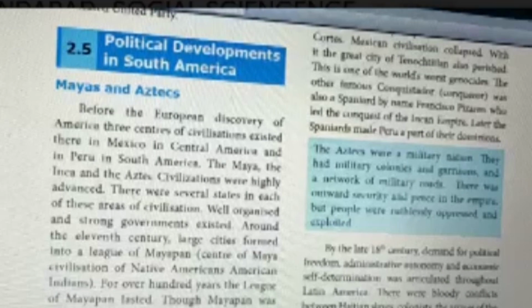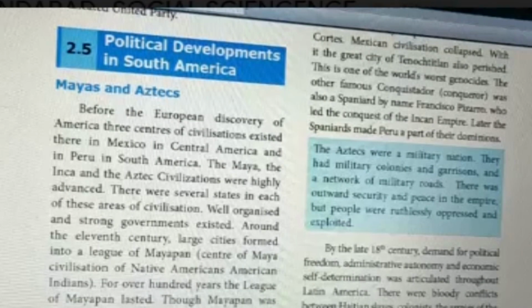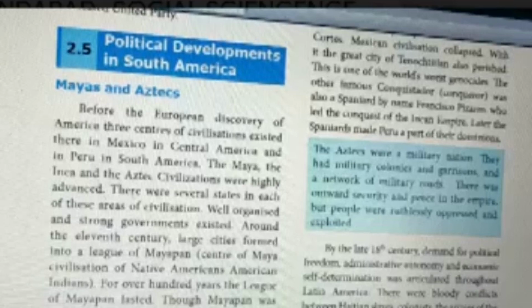Then the Inca and Aztec civilizations continued to progress. Now at the end of the 12th century, what happened is the Aztecs from Mexico came and captured the remains of the Mayapan civilization, and they founded a new capital city, which they called the capital city of Tenochtitlan.